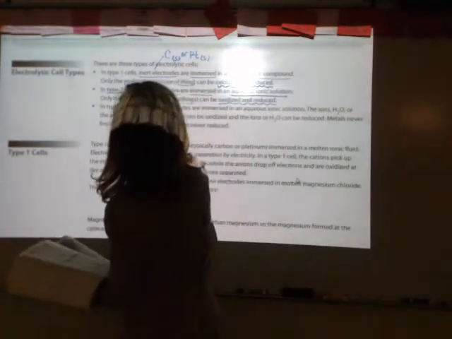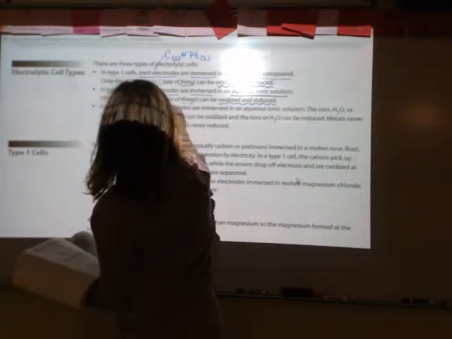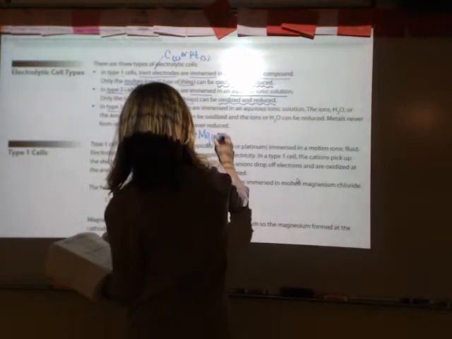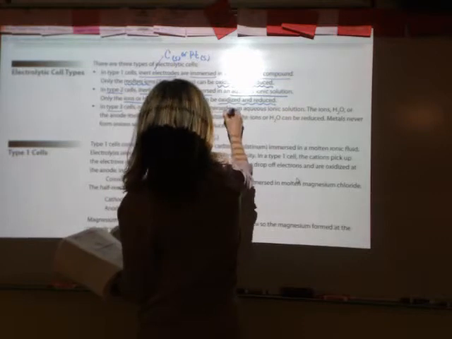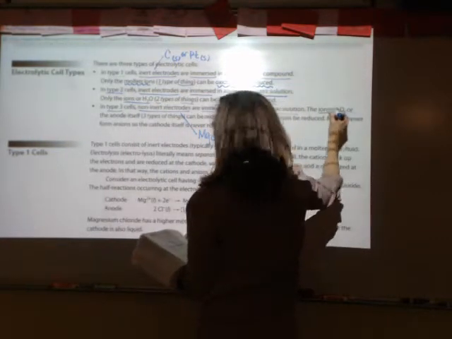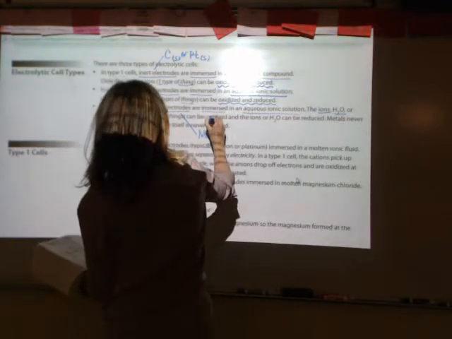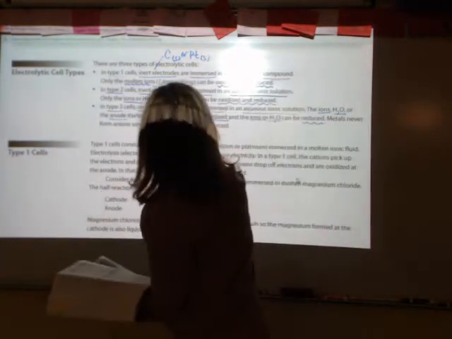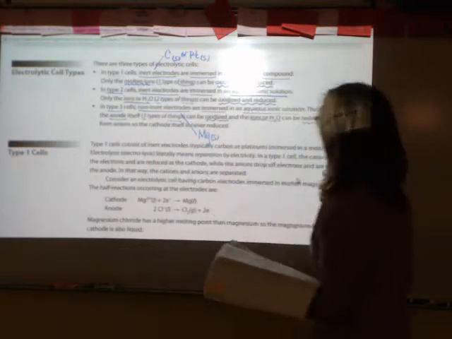In type 3 cells, you would have non-inert electrodes. These would be something like a magnesium electrode, and they're going to be immersed in aqueous ionic solution, and the ions, water, or the anode can be oxidized, and the ions or water can be reduced. That means you have 3 things that can be oxidized and reduced.